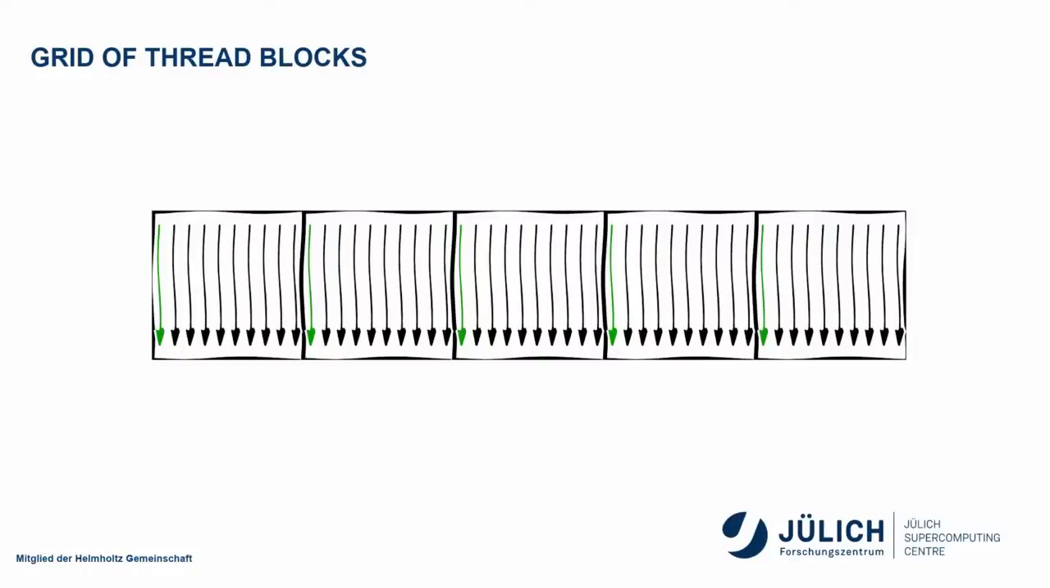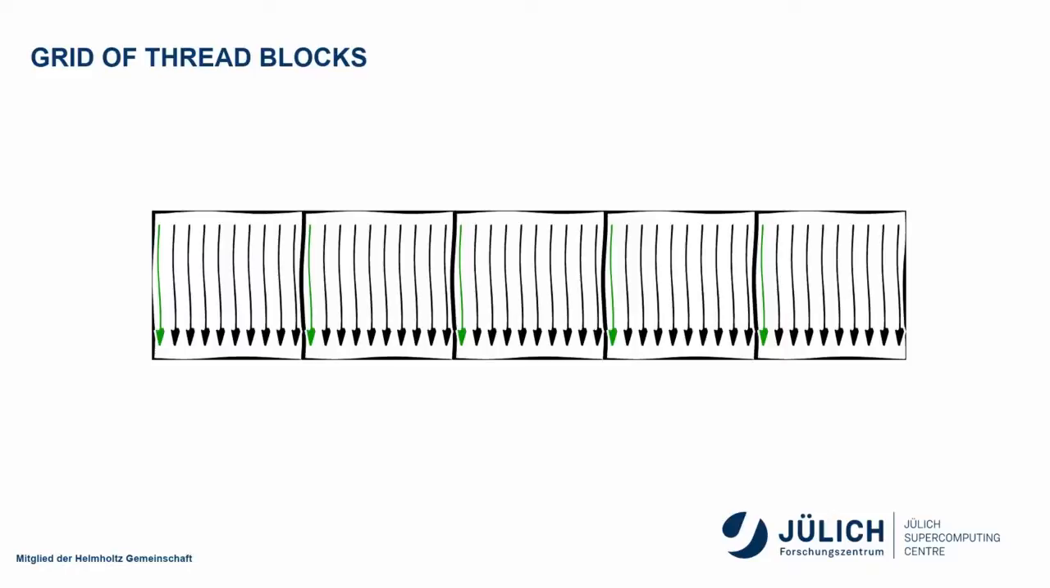The next level up is grids. Since thread blocks are limited in size, if I want to do millions of threads, I have to somehow organize those too, and that's where the grid comes in. So we have a grid of thread blocks. Each thread block looks the same. Each thread block has the same dimension.